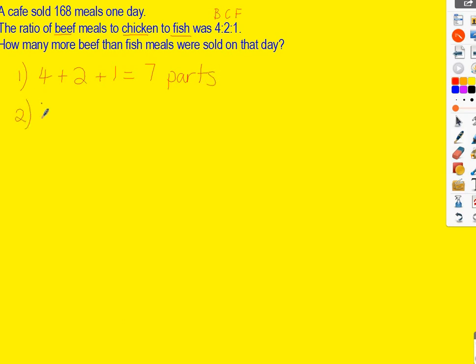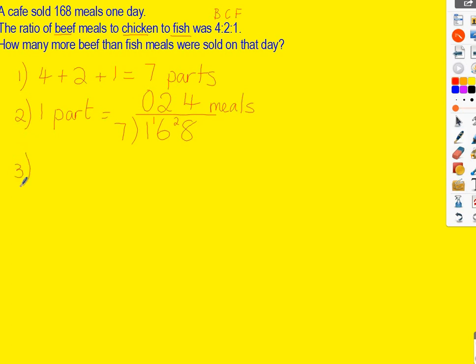Step 2, finding the value of 1 part. That's taking what we've got to share out, which is the 168 meals, divided by the total number of parts. How many 7s in 1? There aren't any. Carry over my 1. How many 7s in 16? Well, 2 7s are 14. The remainder from 14 to 16 is 2. How many 7s in 28? There are 4. So every 1 part represents 24 meals.